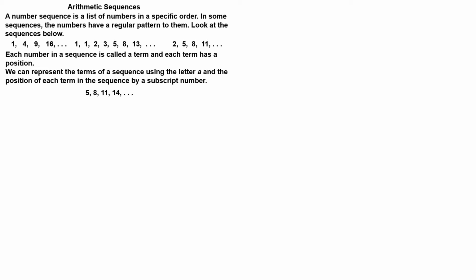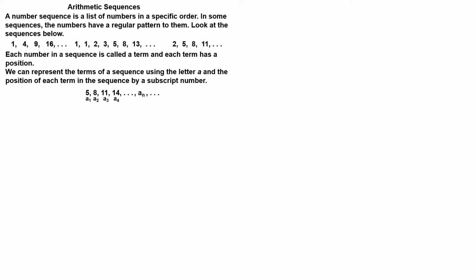5 is the first term, so the first term is symbolized by A sub 1. 8 is the second term, so the second term is symbolized by A sub 2. 11 is the third term, so the third term is symbolized by A sub 3, and so on. In general, we use A sub n to represent any term in the sequence. A sub n is called the nth term and just means a generic term for which we haven't yet specified its position in the sequence.